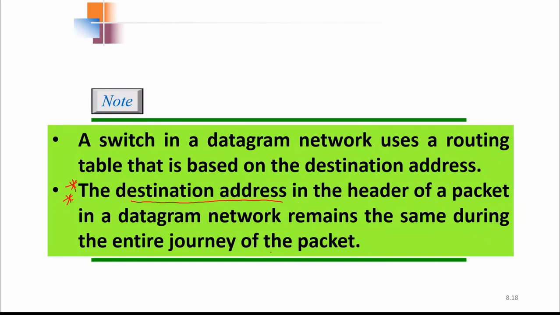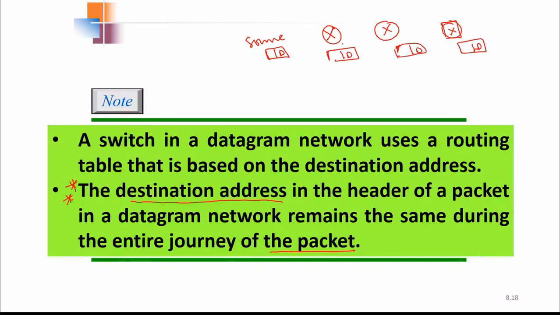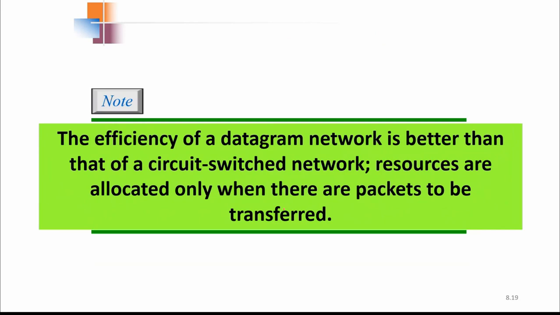Whichever routers the packet goes through, the destination address will always be the same. This is how the destination address is constant, in the sense of the same throughout the journey of the particular packet until it reaches the destination.